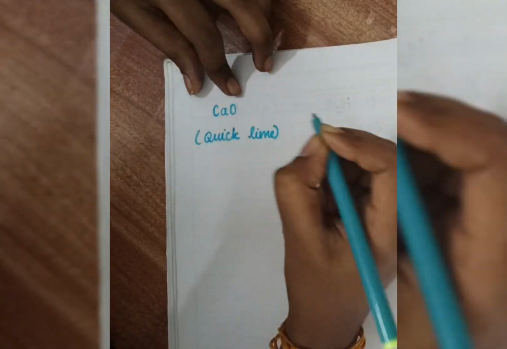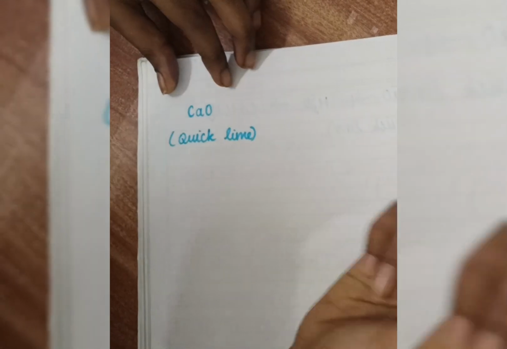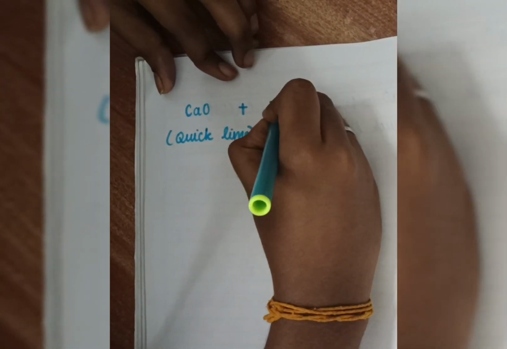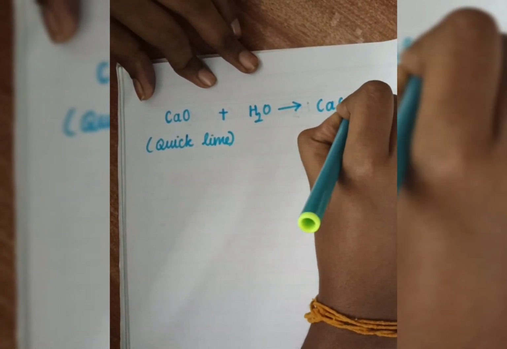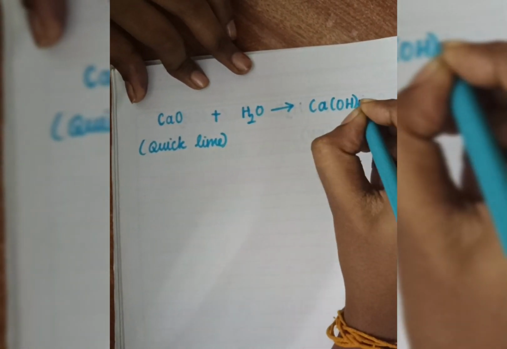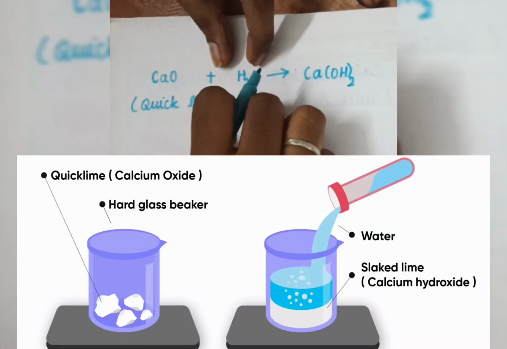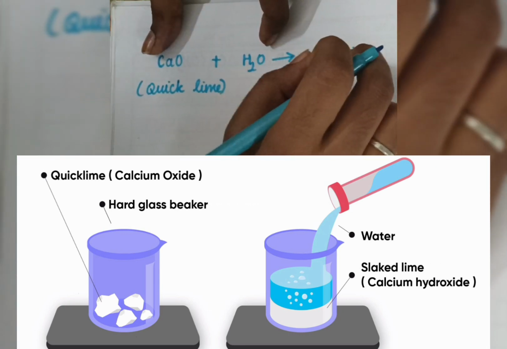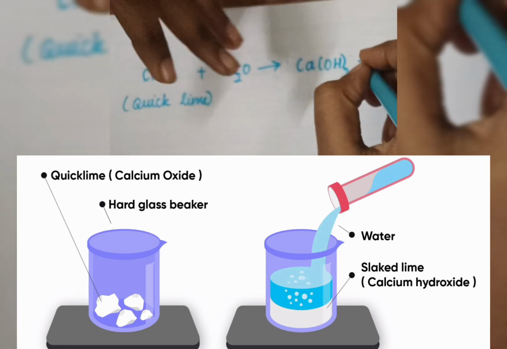You may also get a question like quicklime reacting with water gives slaked lime. Is it exothermic or endothermic? I will explain it. Calcium oxide reacting with water gives calcium hydroxide solution. Calcium oxide is a powder. When it reacts with water, it gives you calcium hydroxide, and by giving calcium hydroxide, it also produces too much heat.